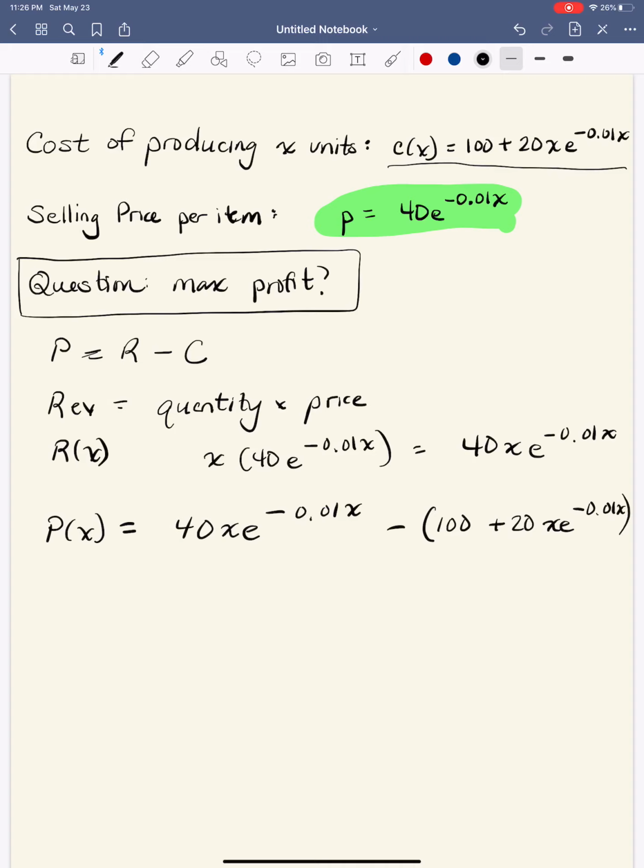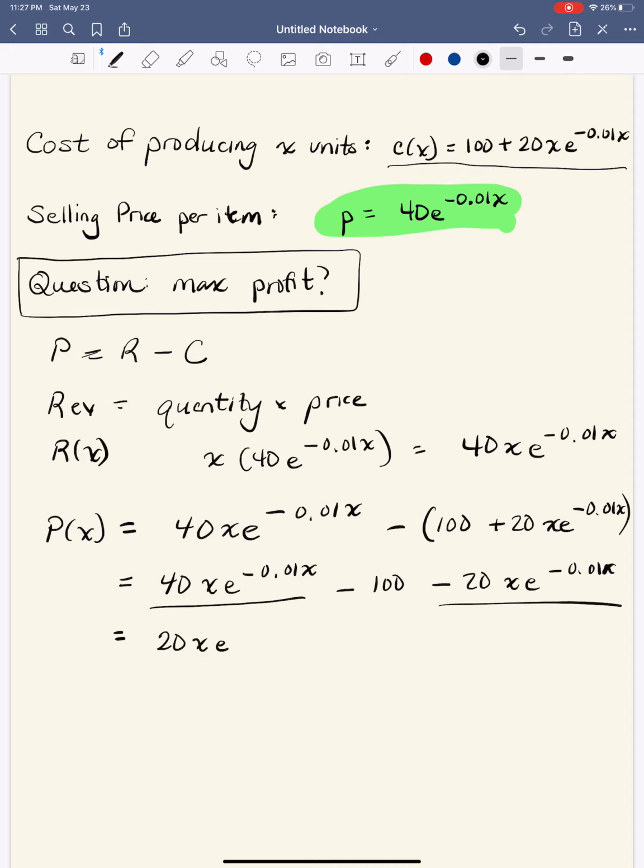And now what we should do, since we're going to be doing calculus with this, is we should try to simplify this if we can. So naturally the first term stays the same, but notice that we can distribute a negative over there. So you get minus 100 minus 20x e to the negative 0.01x. And sure enough, we can combine this, and that gives me 20x e to the negative 0.01x minus 100. So that's my profit.